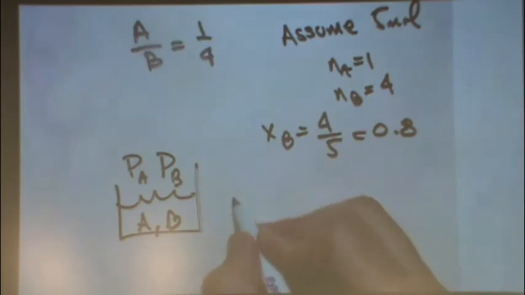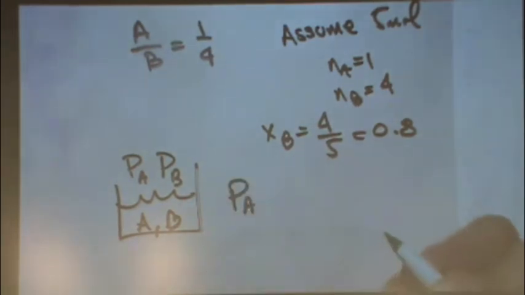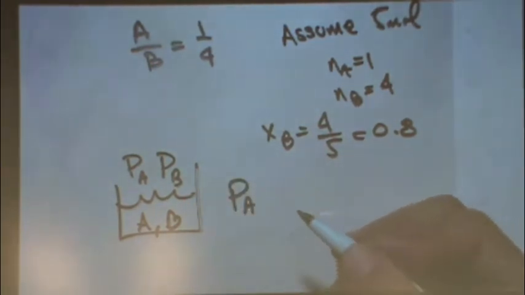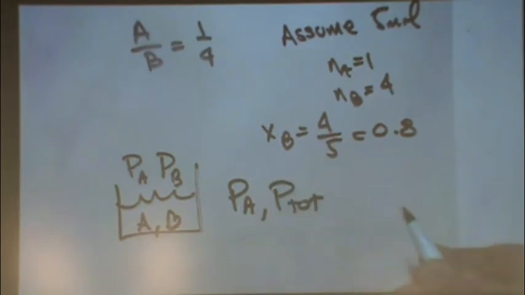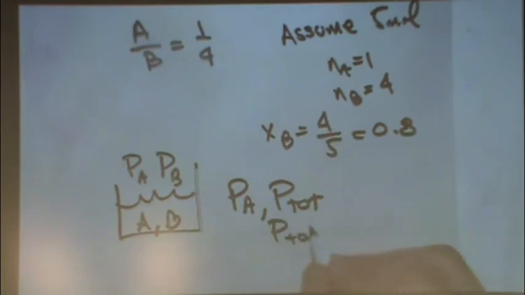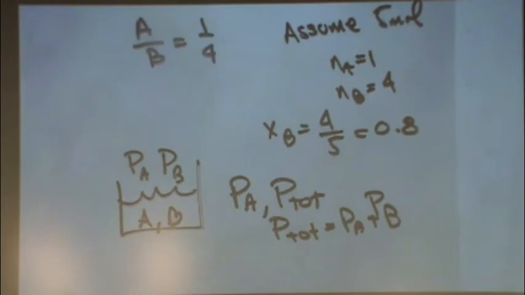What I'd probably do is, for part A, you get this. And I think from part A, you should find P total as well. So P total is PA plus PB. That's how I do part B.